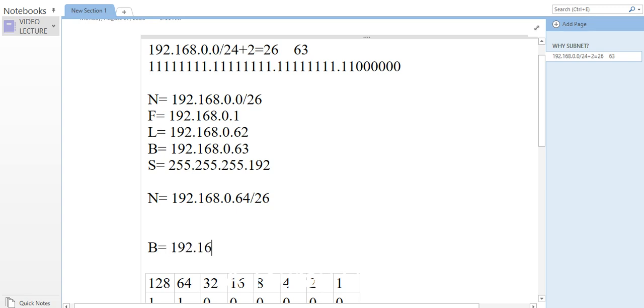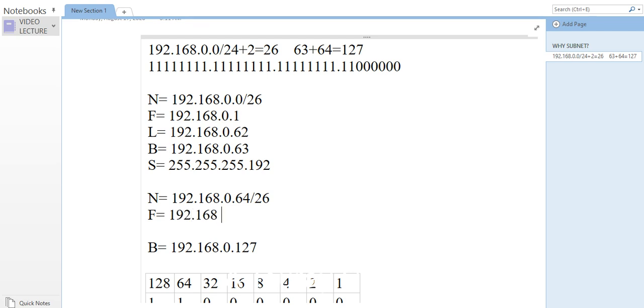Now the broadcast address is what? Simple. The broadcast address is 192.168.0, and this is going to be 63 plus 64. So 63 plus 64 gives you how much? That is my problem, I don't know how to calculate, but I think I will know this one. I think the answer is 127. Good, I am correct. 127 is my broadcast address for this subnet.